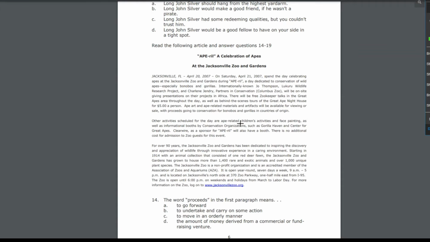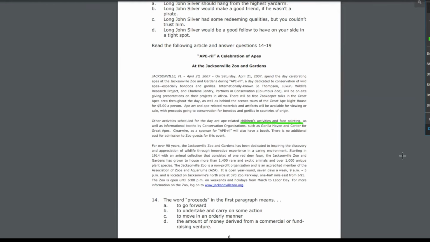All right, so we know that we have children's activities and we have face painting. I know at the end of this paragraph, it says there is no additional cost for admission to the zoo guests for this evening. So that's included in there. So I can automatically eliminate that first one.